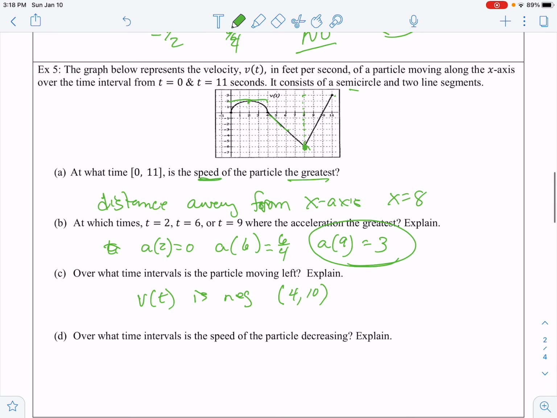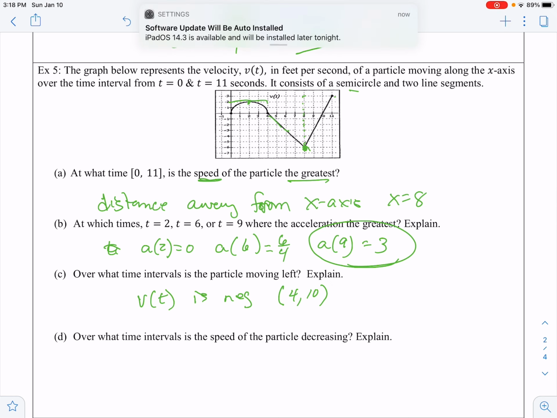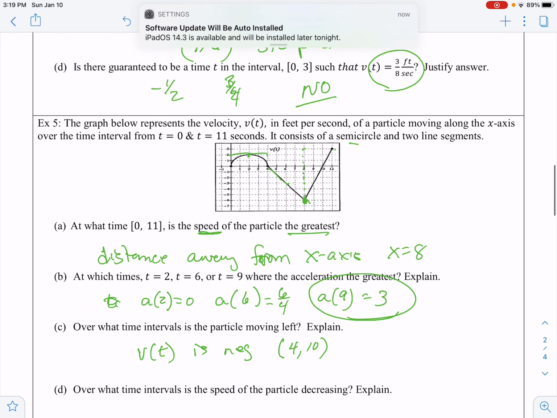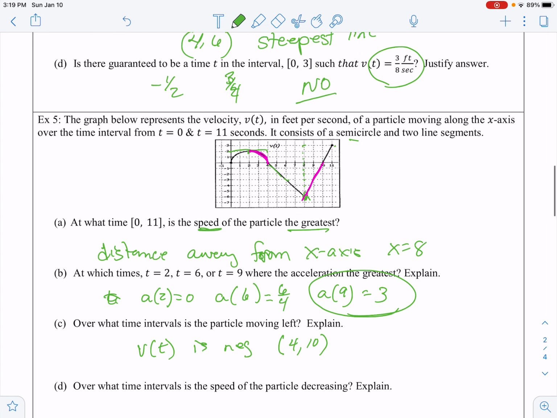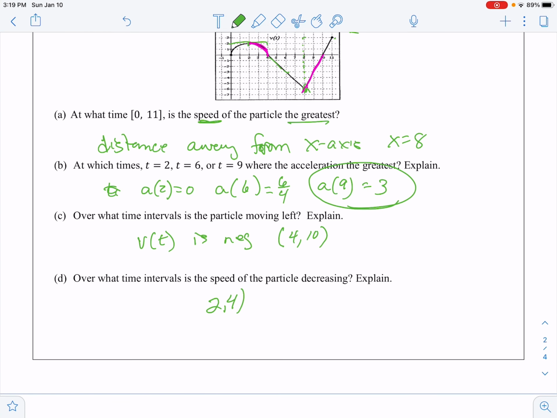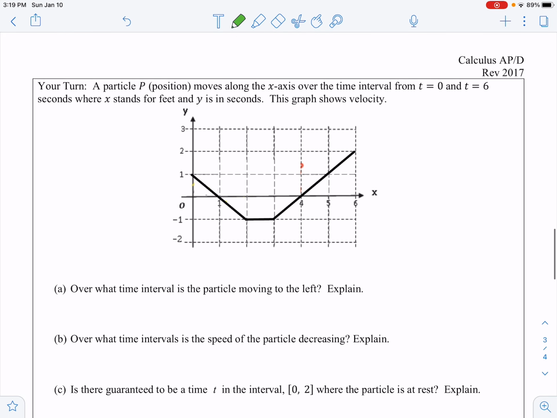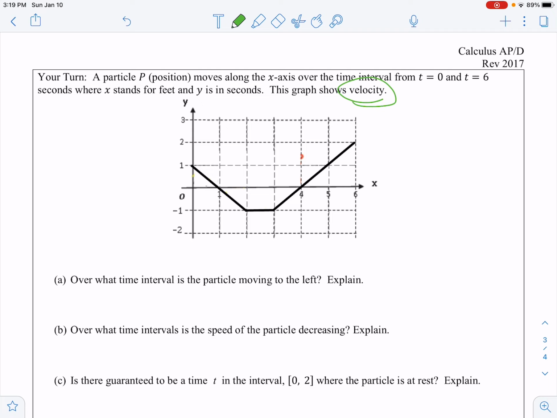What time is the speed decreasing? So your velocity and your acceleration have to be opposite signs. So here I have positive velocity and negative acceleration. Here I have negative velocity and positive acceleration. So what's that? 2 to 4 and 6 to 10. Okay, this one's velocity again. When is it moving left? From 1 to 4 because it's negative.